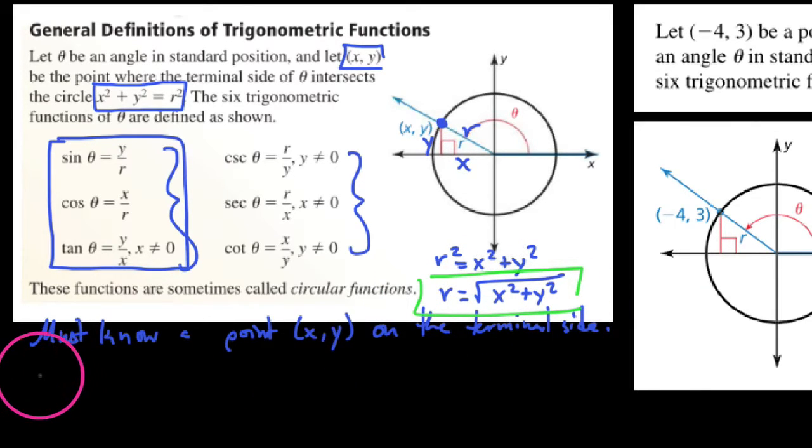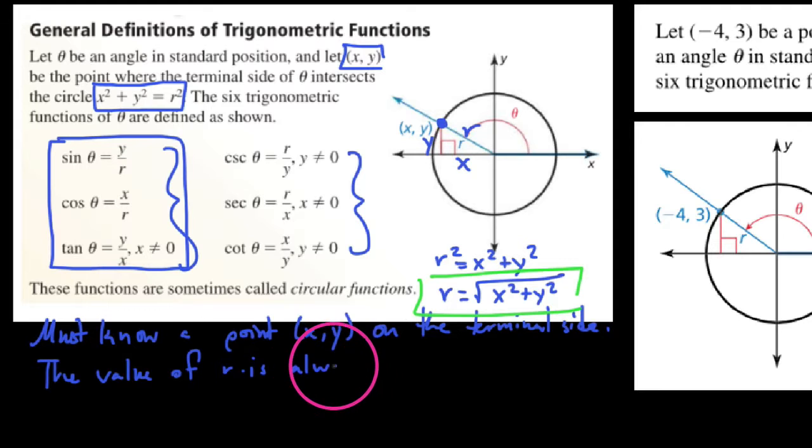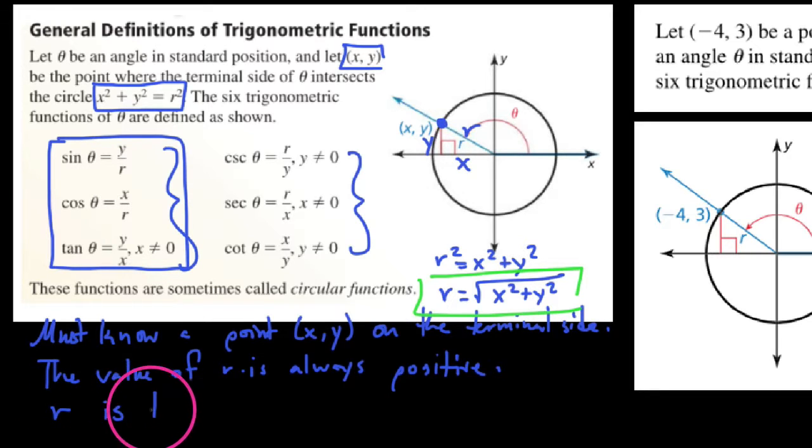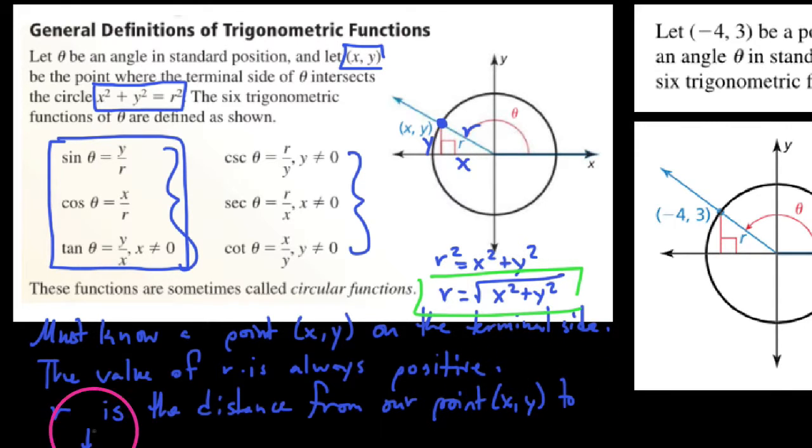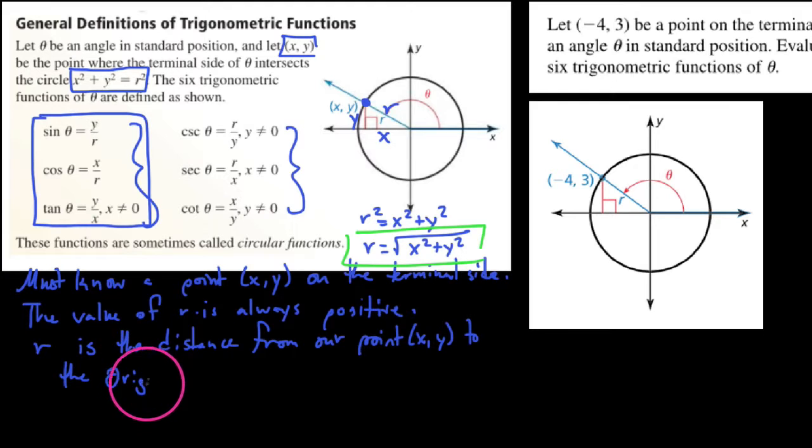And we want to make a little note here that the value of r is always positive. And in terms of what r represents here, it is the radius of our circle. But we could say that r is the distance from our point xy to the origin 0, 0.